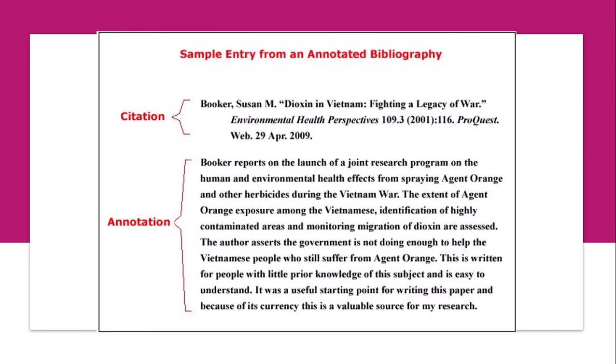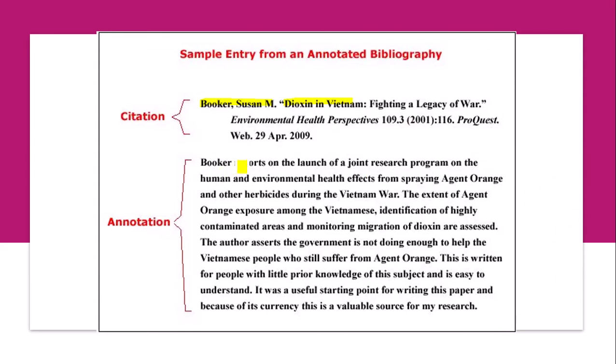So here is an example. This is a sample entry from an annotated bibliography. So we see here the citation, again, that bibliographic citation information that would be on your works cited page later on. The author's name, the title of the article, the title of the publication where the article is found, the database, and then the date. And then a little annotation.